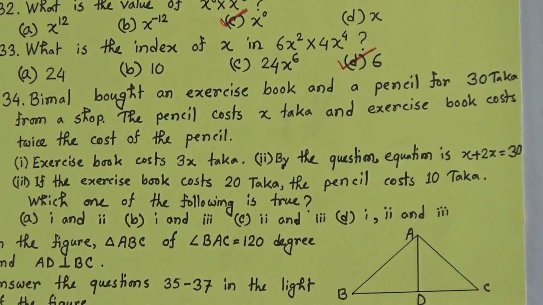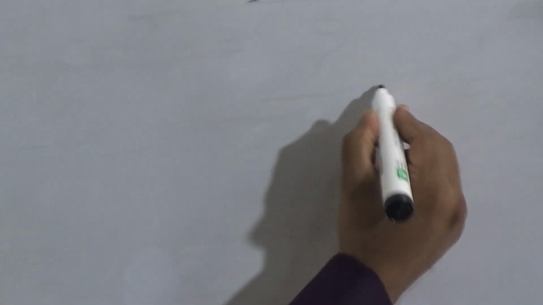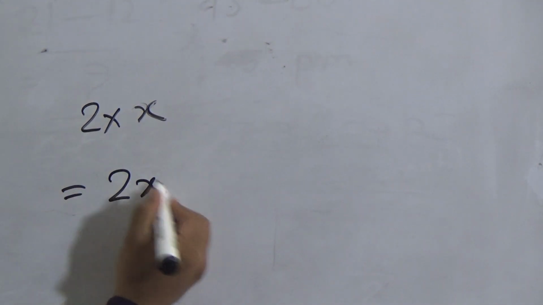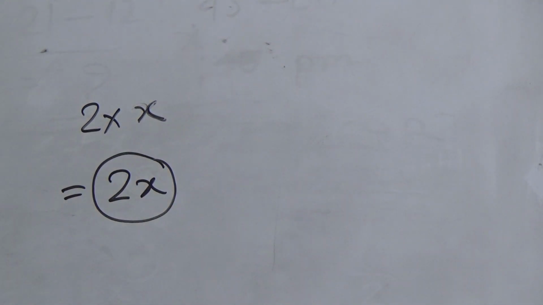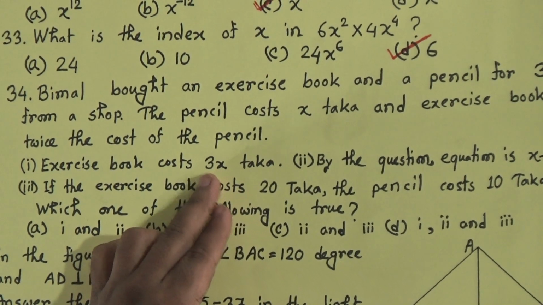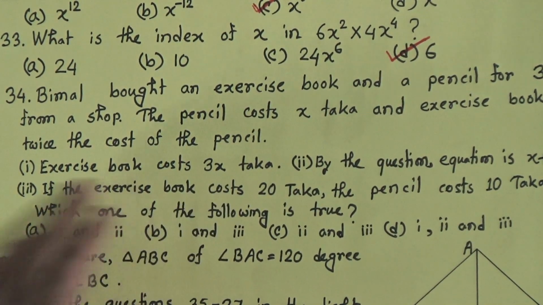Already we have learned this. The exercise book's price is how much? Twice of x. Twice of x means 2 multiply x. It should be twice x. But activity 1 says that what? Exercise book's cost is twice x taka. It must be wrong because our exercise book's price will be twice x taka, not thrice x. Okay, so it is wrong.